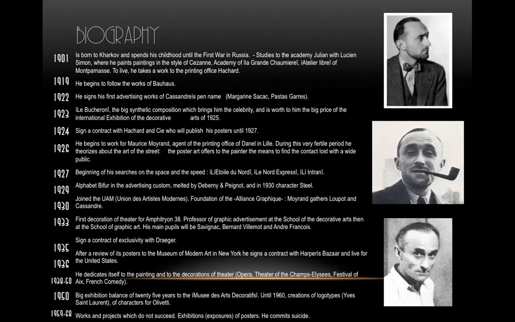So, a short biography about A.M. Cassandre. He was born Adolphe Jean-Marie Mouron in Ukraine to French parents. As a young man, Cassandre moved to Paris, where he studied at an art academy somewhere there in France. He earned a reputation with works such as Woodcutter.